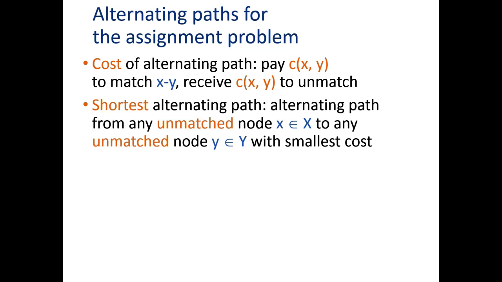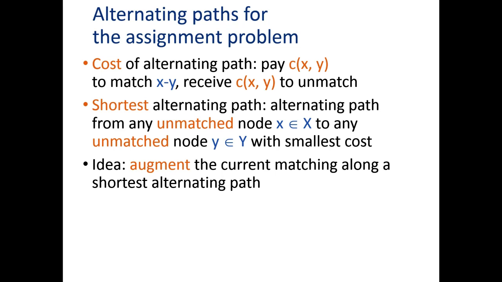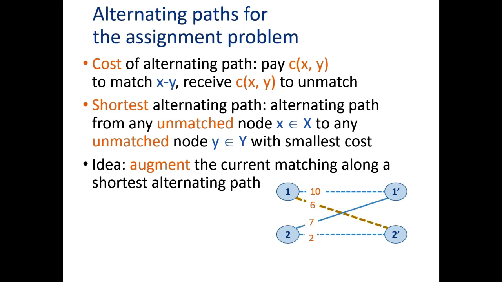Okay, so let's see an example. Well, soon enough. In shortest alternating path, it would be an alternating path from an unmatched node to an unmatched node, like here, with the smallest cost. So we want to augment, and we want to augment as cheaply as possible. And that's essentially the idea.